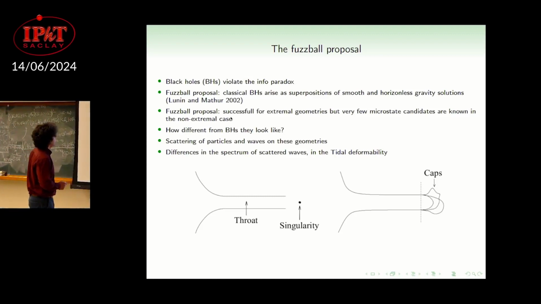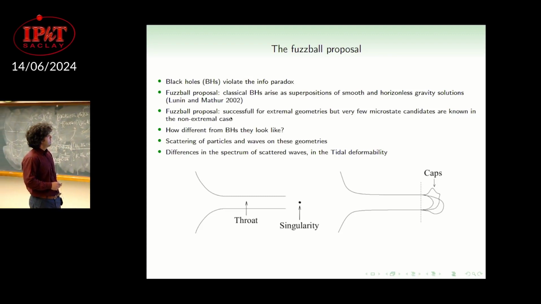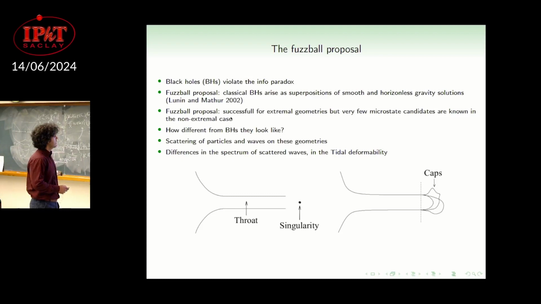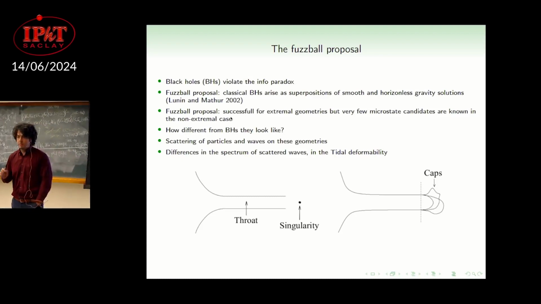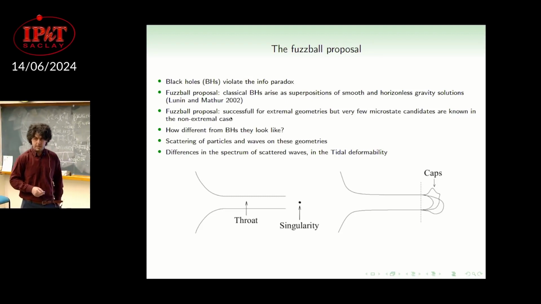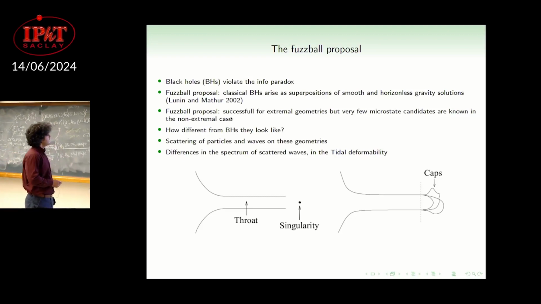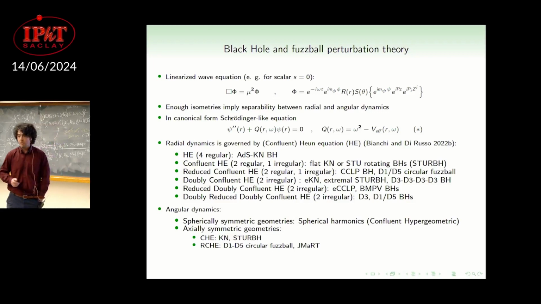As I said before, the question is how much a black hole looks different from a fuzzball, an exotic compact object. And what do we usually do in physics when you don't know the properties of an object? You send stuff on it, for example particles or waves, so we study the scattering properties of this object. This is the starting point of black hole perturbation theory.